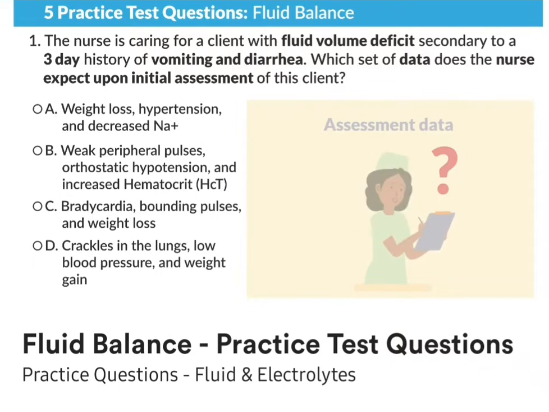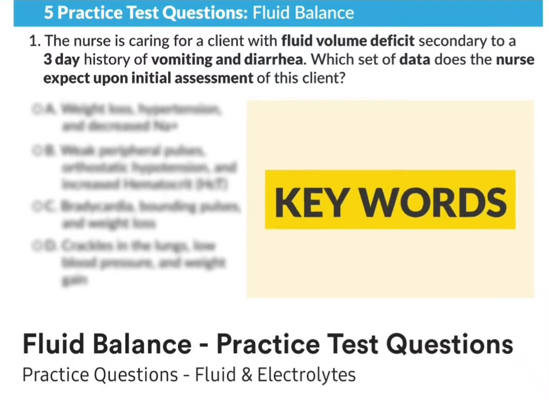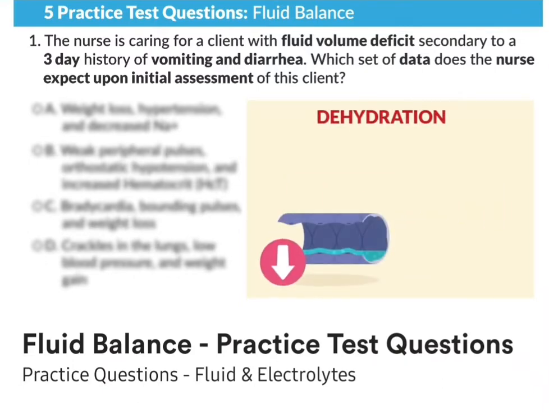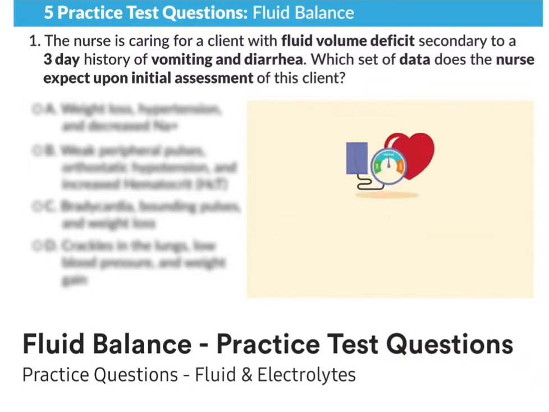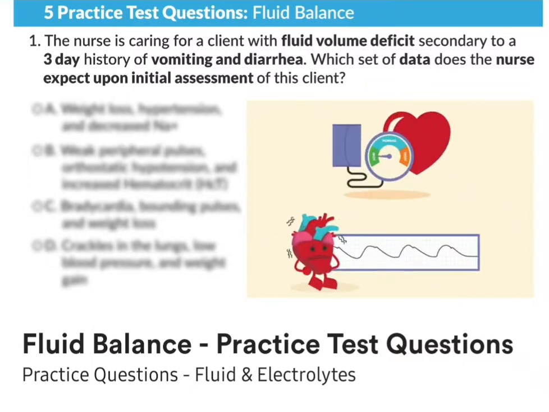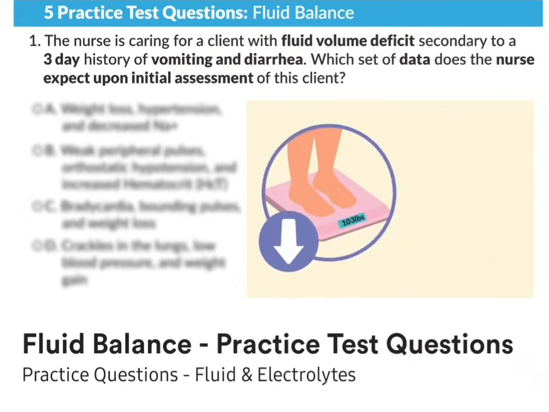Okay, let's break it down. Before looking at the options, consider the key words in the question here. The first key term is fluid volume deficit. So just think, fluid is low in the body. We have a deficit of fluid. So think dehydration from low fluid in the body. And we can think of hypotension and weak pulses. Basically, the body doesn't have enough fluid inside the blood to cause big bounding pulses, right? So it's going to be weak. And weight loss, because weight loss is water loss.